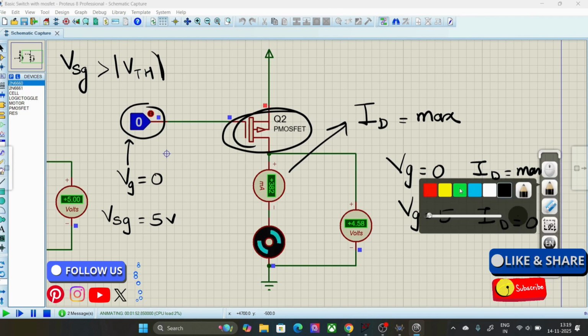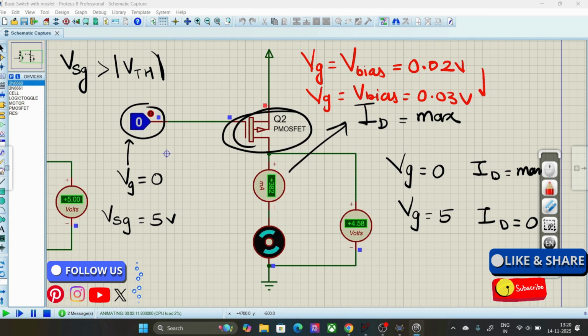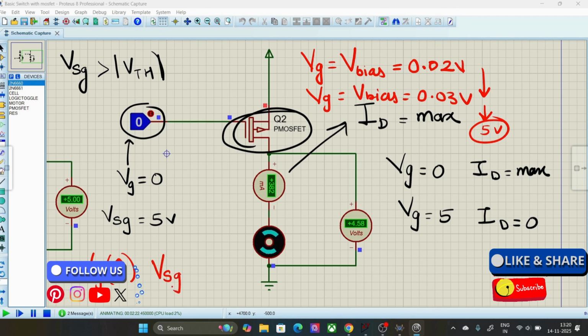What I'm trying to tell you all is that in our case, our VG, which is also equivalent to Vbias, was 0.02 volts, then I increased it by 0.01 volts. So my Vbias became 0.03 volts. So basically it is trying to go towards 5 volts. That means my VG is trying to be positive. My VG is increasing, and as my VG is increasing, my VSG will decrease.